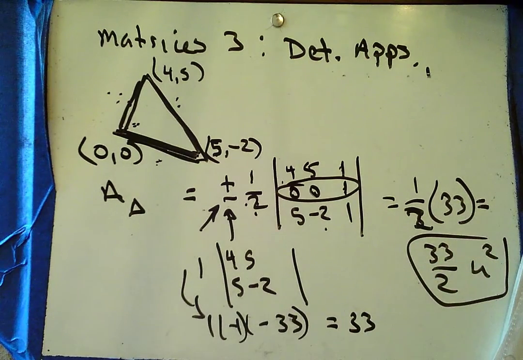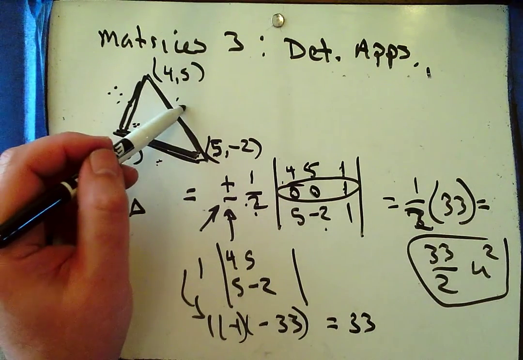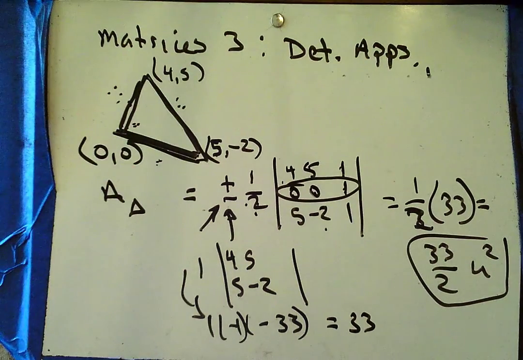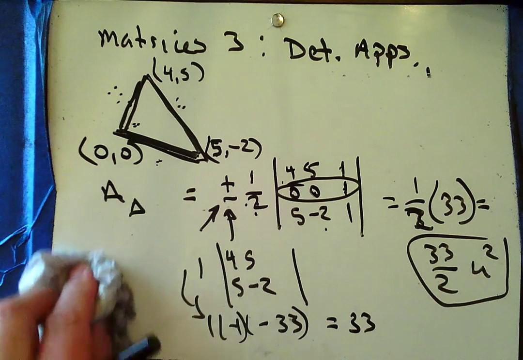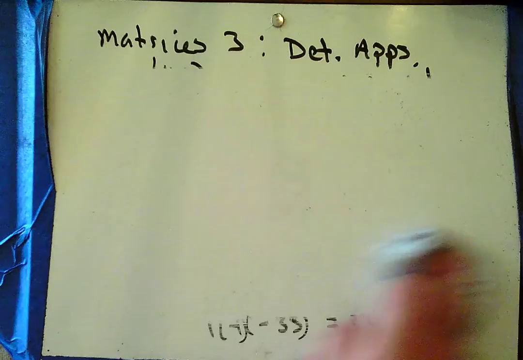I think it's a pretty powerful tool, pretty fast for finding the area of a triangle when I only know the vertices. It certainly beats using distance formula, distance formula, distance formula, and then using Heron's formula to find the same value. So here's a triangle. Will you please find its area?